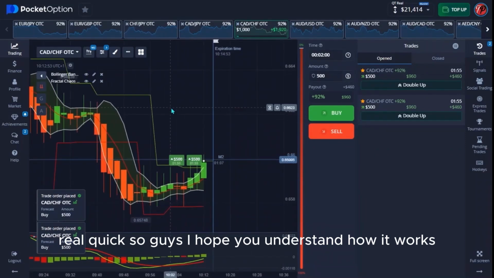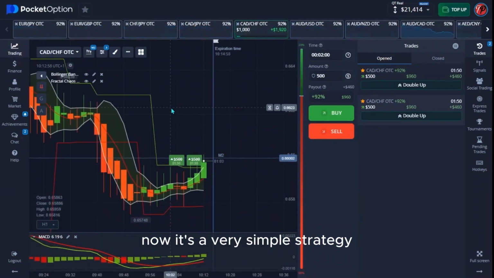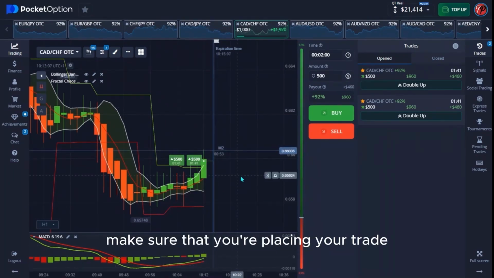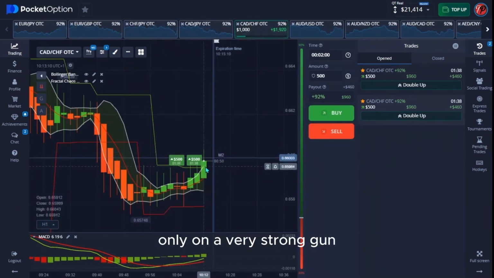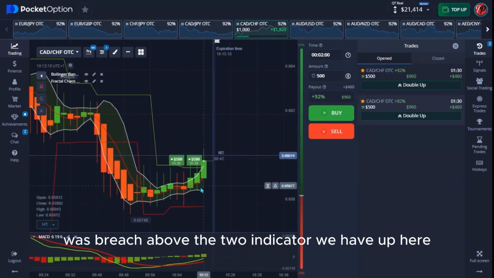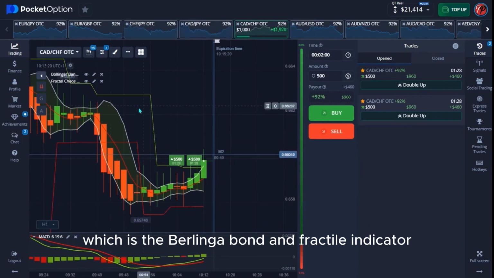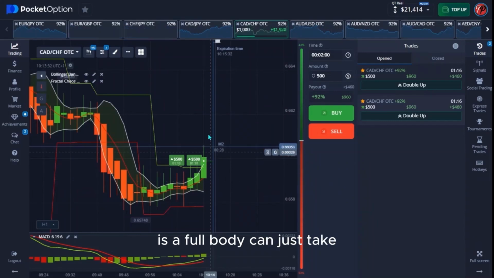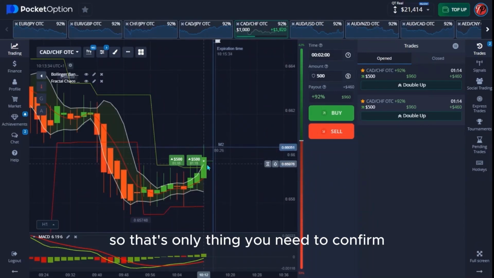So guys, I hope you understand how it works now. It's a very simple strategy. You don't need to have any issue with this at all. The number one thing is to make sure that you're placing your trade only on a very strong candlestick. This candlestick you're placing your trade on must breach above the two indicators we have up here, which are the Bollinger Band and fractal indicator. All right, make sure that the candlestick is also in a very strong position. It's a full body candlestick, so that's the only thing you need to confirm.